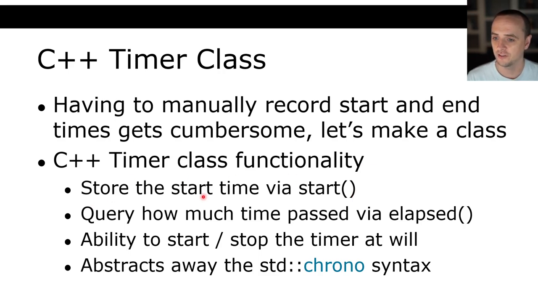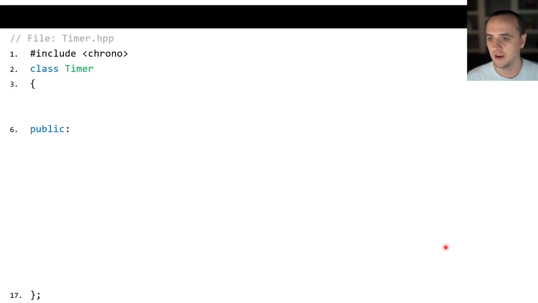Here is the functionality of our class. We're going to store the start time via a start function. We're going to be able to query how much time has passed via an elapsed function. We want to be able to start or stop the timer at will, and we want to abstract away this very verbose standard chrono syntax. So this is our timer.hpp, all just in this header file. And of course, we have to include chrono from the standard template library.